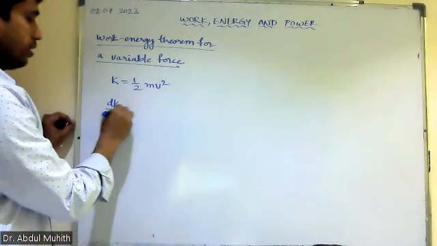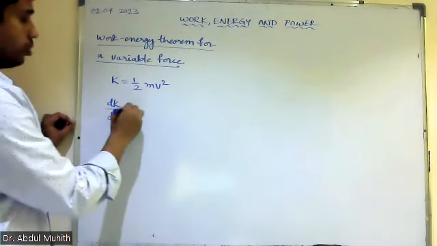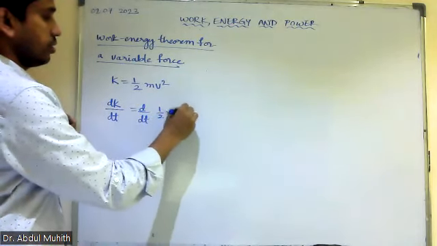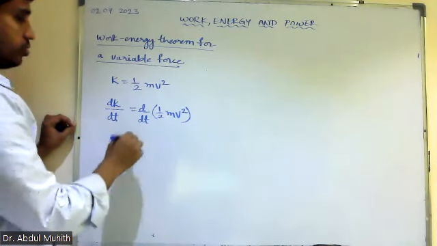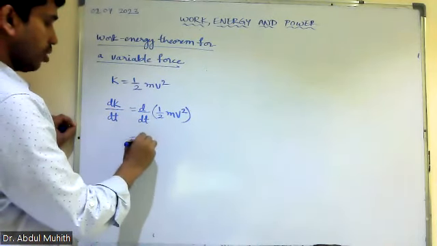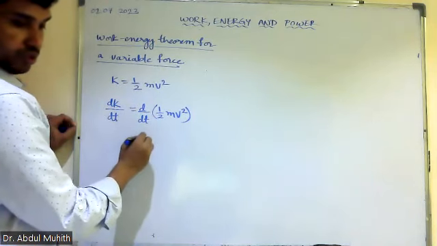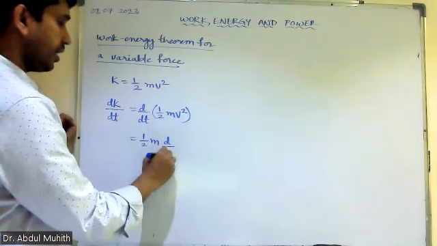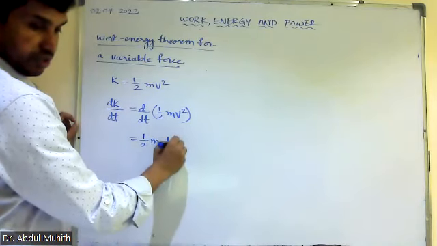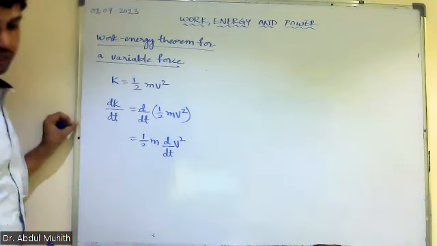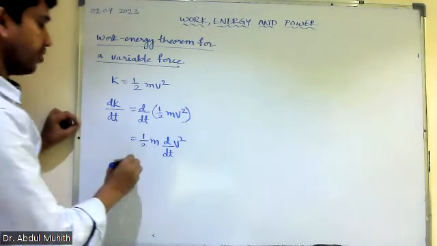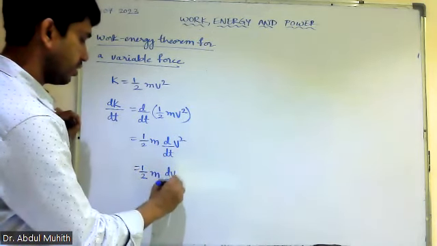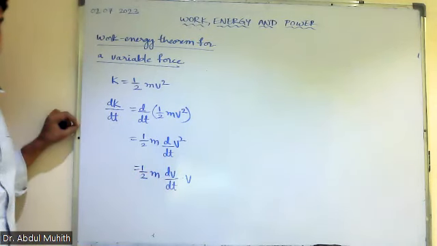So dK by dt equal to what? d by dt of half mv square. What we are going to do now is take 1 by 2 m outside, d by dt of v square. So v square can be written as v into v, half m dv by dt into v.